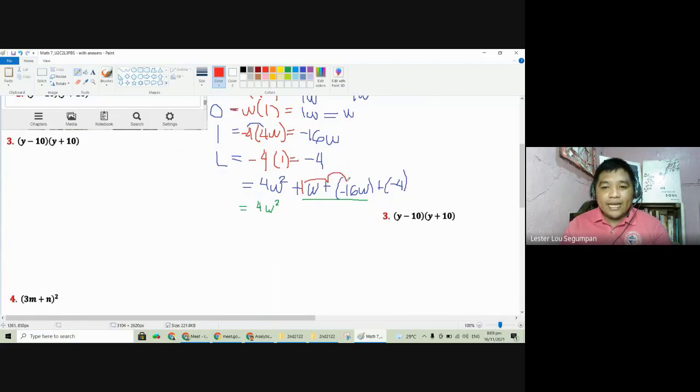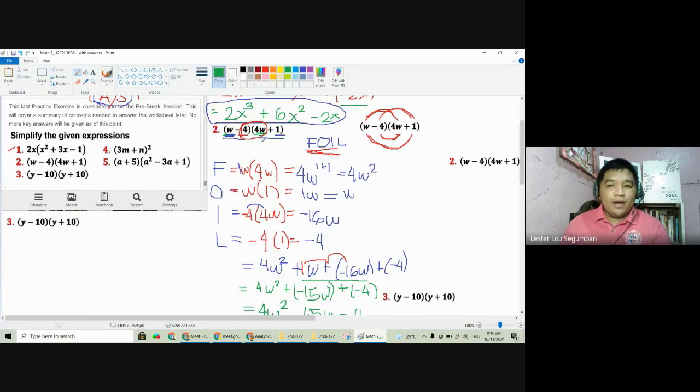1 plus negative 16, you will have here the result of negative 15w. I mean plus negative 15w. And finally, you have plus negative 4. To finish, let's just simply remove the grouping symbol and they are all preceded by a plus sign. So they stand as they are: 4w squared, minus 15w, and here it will become minus 4. So this is the product for number 2 when we multiply two binomials to each other.